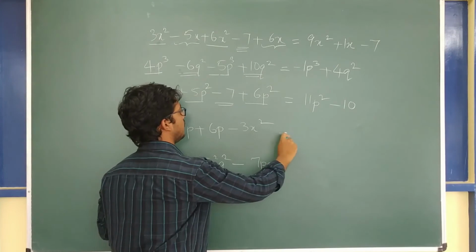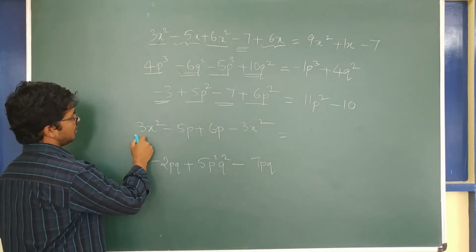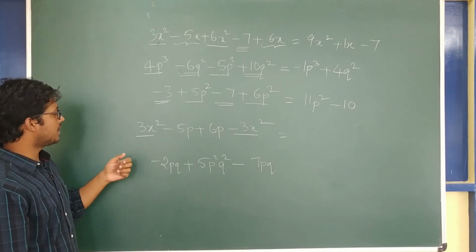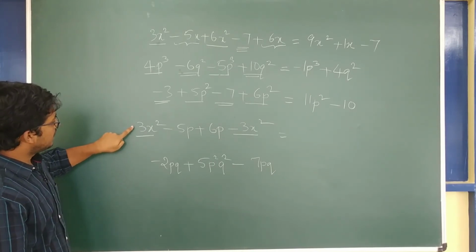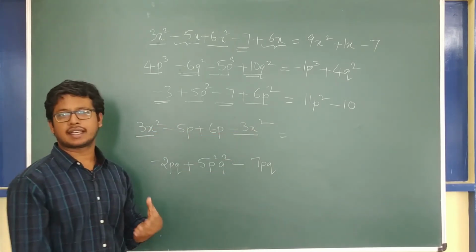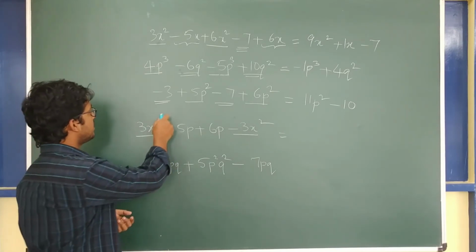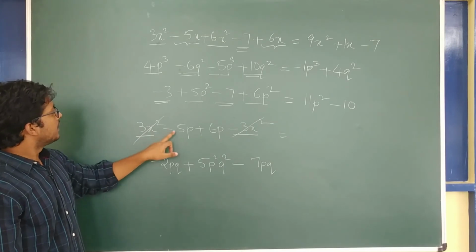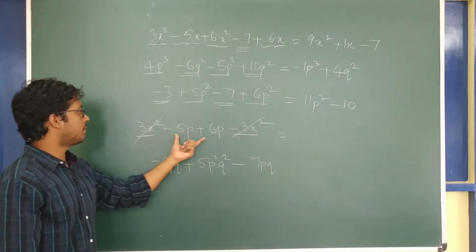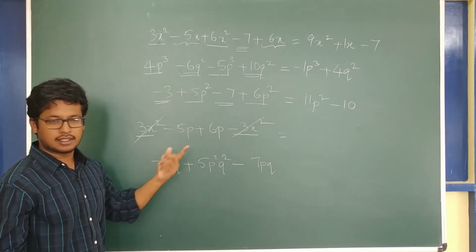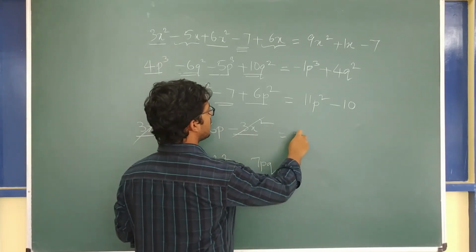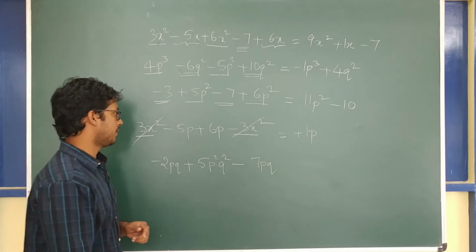So let's check this one. Again, like terms, which are those? 3x square minus 3x square. Now you have to be a little observant here. Here it is plus 3x square minus 3x square, it becomes 0x square. So essentially you can cancel these out, you don't have to write 0x square. Minus 5p plus 6p, different signs, you subtract them and keep the bigger number's sign. So 6 minus 5 is 1, so it becomes plus 1p.